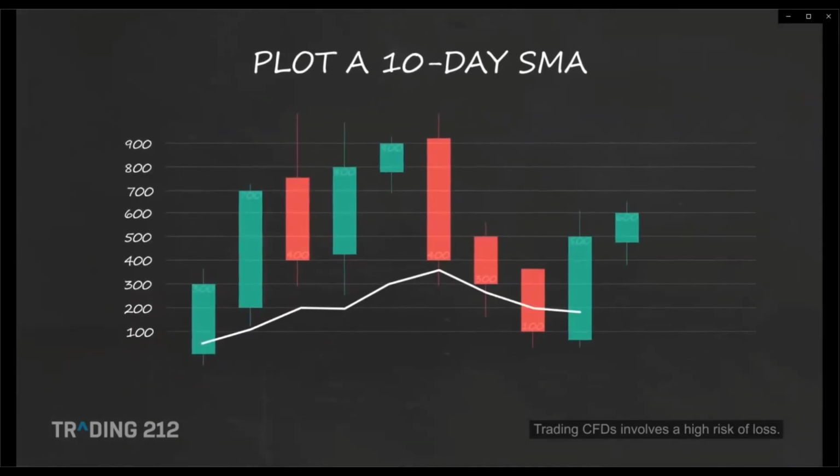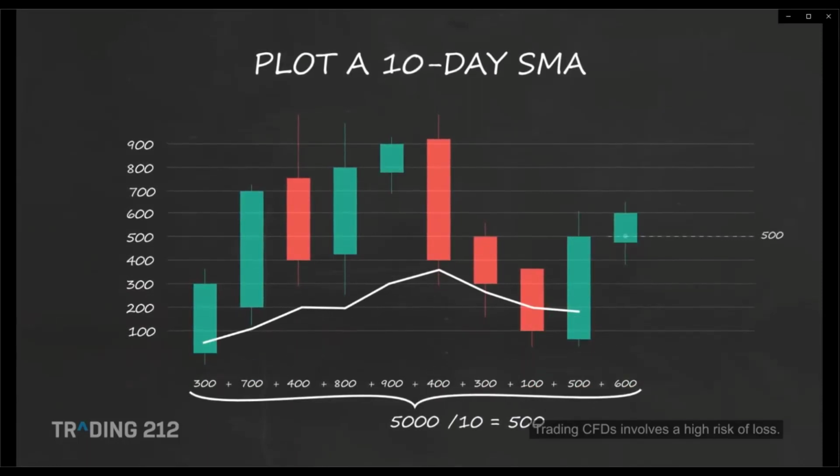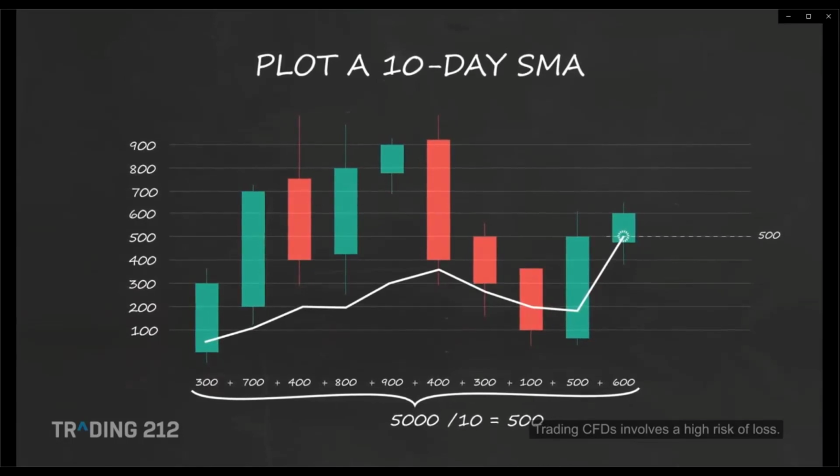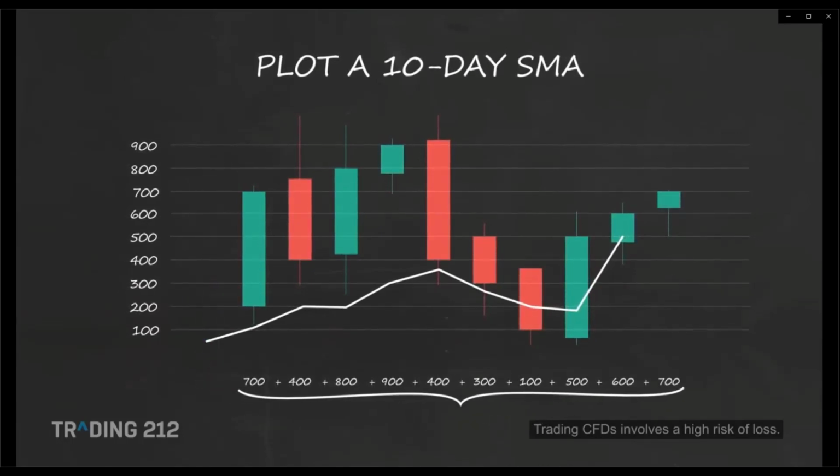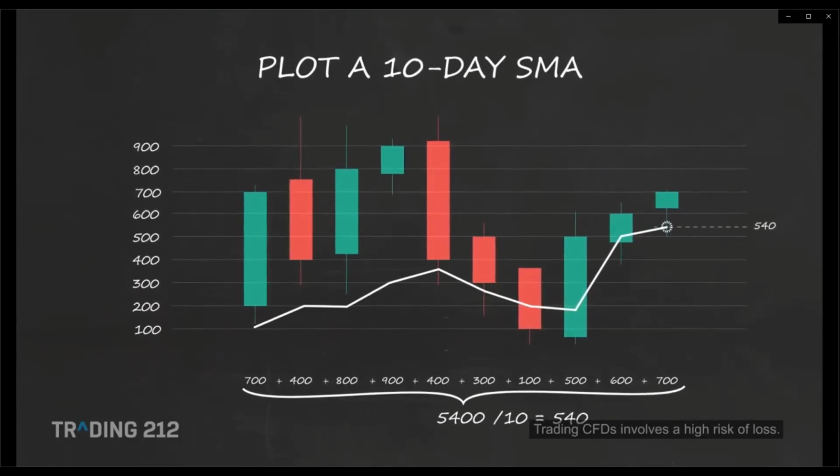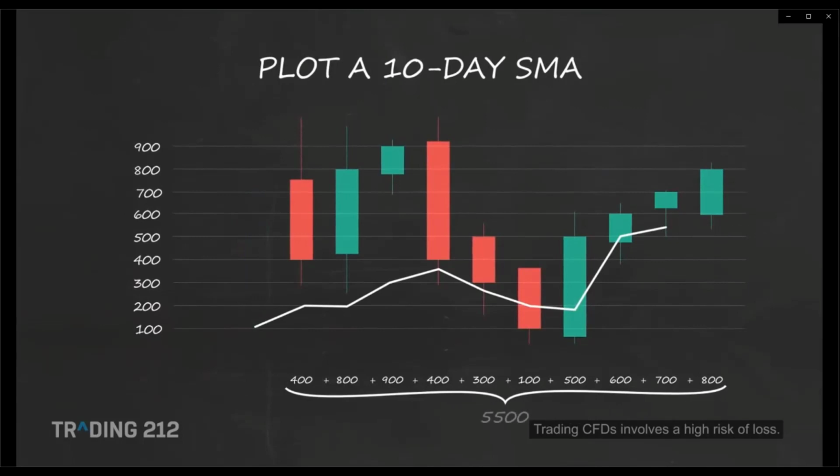So if you wanted to plot a 10-day simple moving average, you would add the closing prices of the last 10 days and divide by 10. This calculation gives equal weight to each day. It's called a moving average as the oldest price is dropped each time a new period becomes available, in this way ensuring that the average is based only on the last X number of periods, in our example the last 10 days.